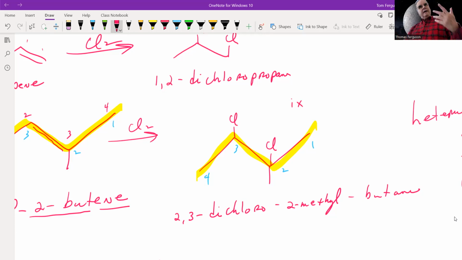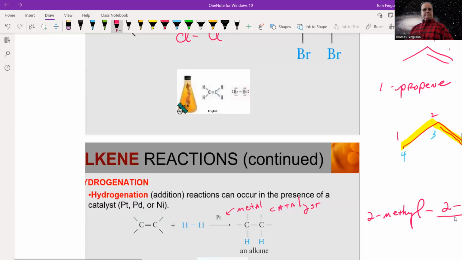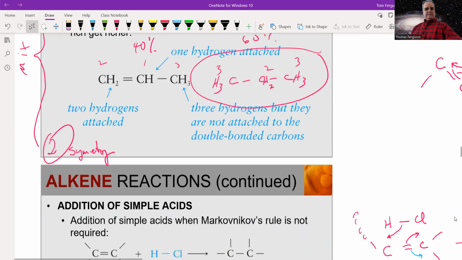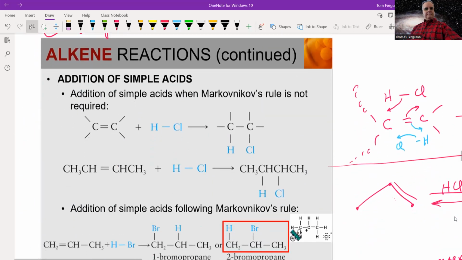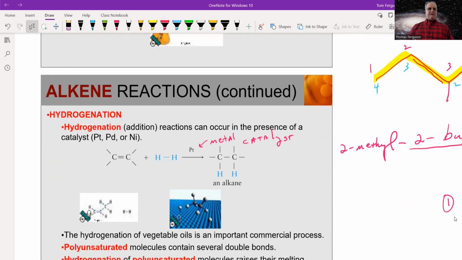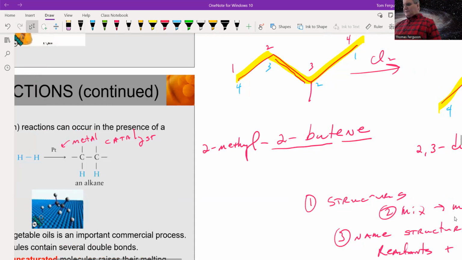Okay, so let's go on now. Instead of adding Cl2 across the double bond, what if we added HCl across the double bond? Just one more simple one here. Instead of Cl2, let's add H2, because it's more consistent with the Cl2.